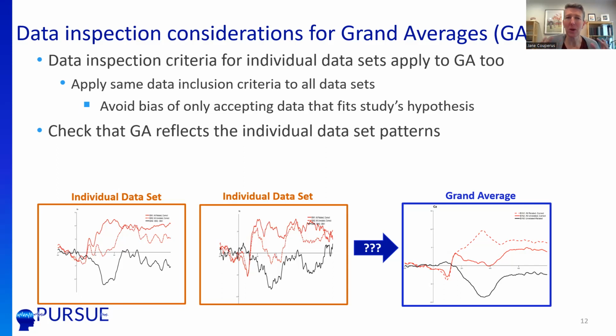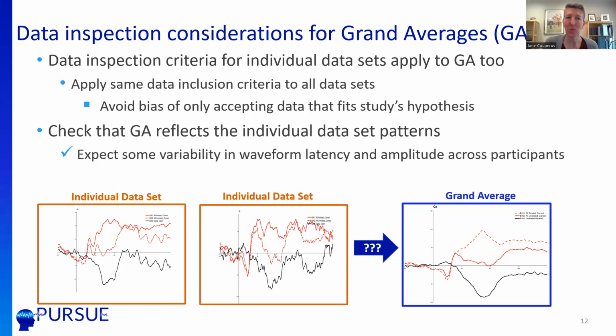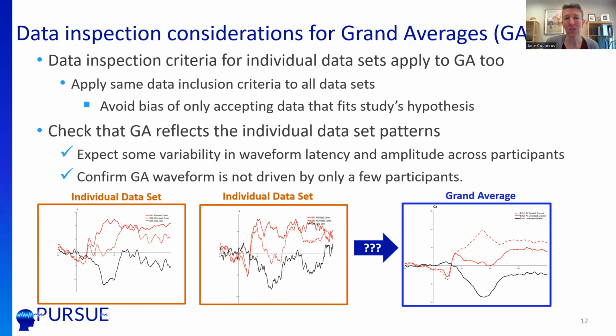And so we want to make sure that it's reflecting the patterns that we see in our individual data sets. We care about this because while we expect some variability in the waveform latency and amplitude across different participants, we want to confirm that that waveform is not driven by just a few participants. This is a critical nuance here.